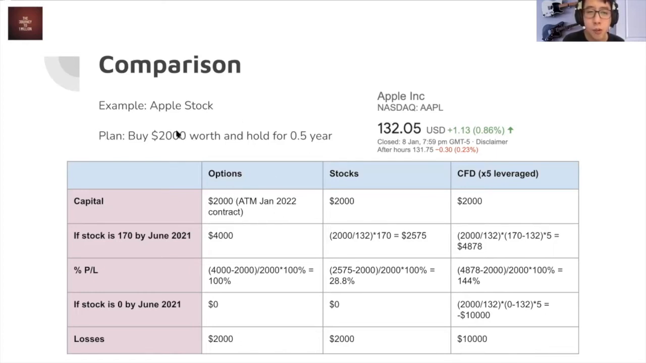So you may ask why your plan is to hold for half a year, but you buy a longer expiry. This is with regards to the time value of the options. So by half a year, the time decay is not that much. So that is why you choose to buy a longer time.